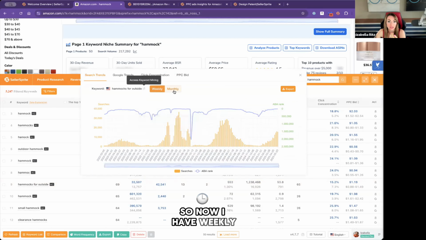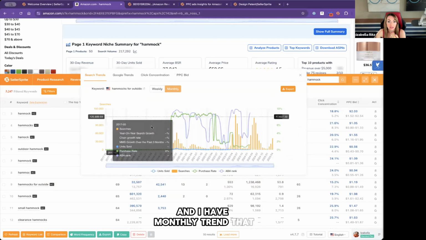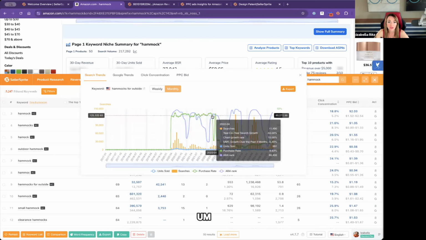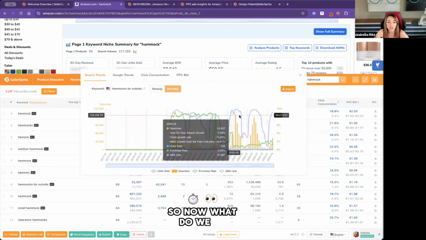So now I have weekly and monthly trends that I can analyze for the keyword. And if you want to understand this better, we also have, as you can tell here, different colors. So you can see searches, you can see units sold, you can see purchase rate, and you can see brand rank as well. So now the Amazon brand acquisition, right? So now what do we see here?